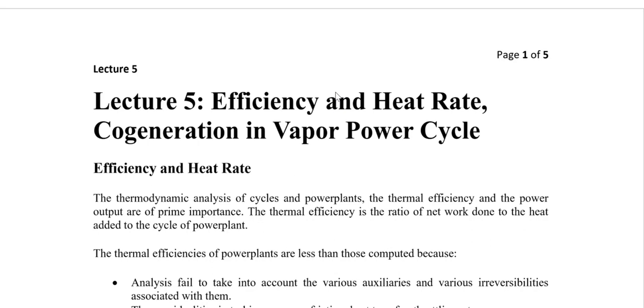Bismillahirrahmanirrahim. Lecture number 5: efficiency, the heat rate, and cogeneration in vapor power cycle. Let's start with the efficiency and heat rate.